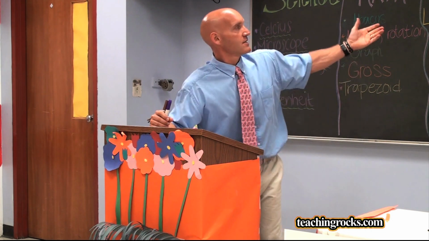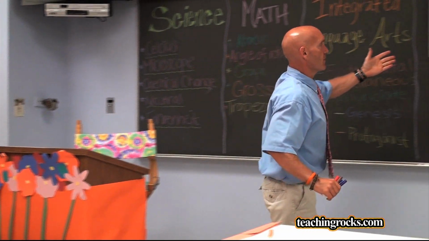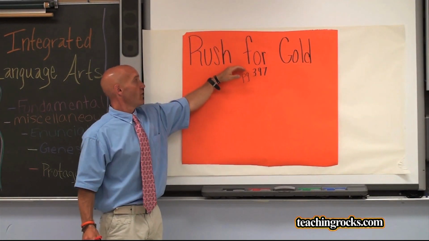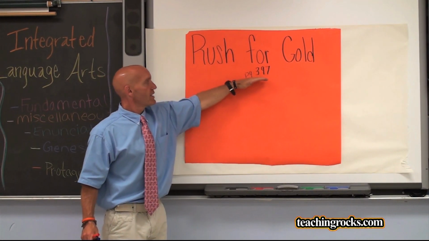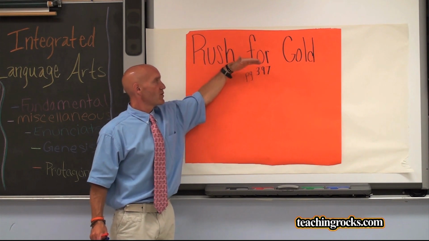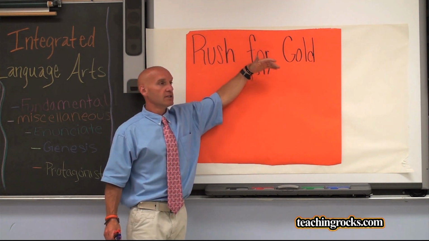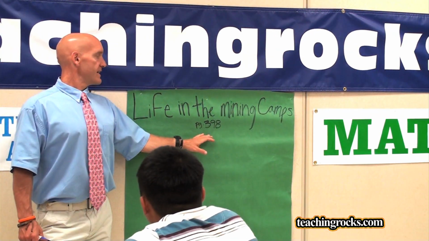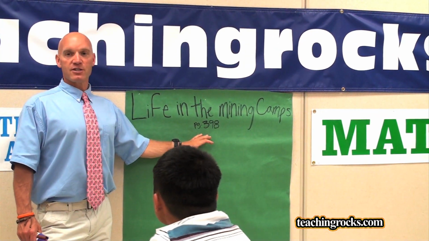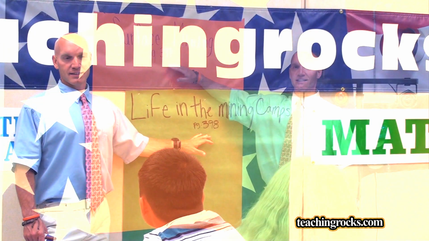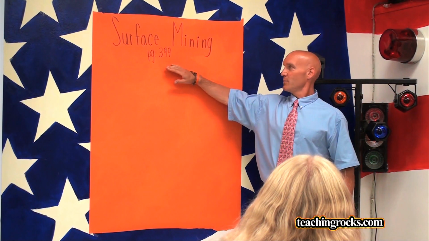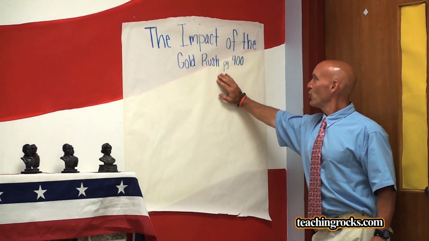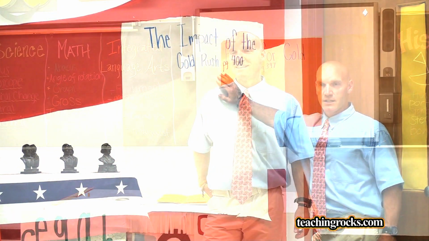If you notice, on this piece of butcher paper, I have the subtitles for the chapter written down. On this particular page, it says Rush for Gold. If I can direct your attention over here, the second one says Life in the Mining Camps, page 398. Surface Mining, page 399. The Impact of the Gold Rush, page 400.